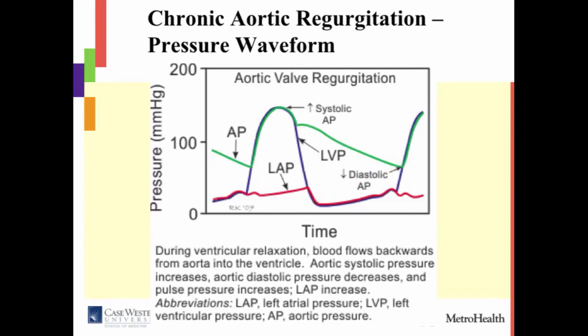And again, there is no gradient between the left ventricle and the aorta because the aortic valve opens fine in systole, but it does not close in diastole. So you have elevation in the pulse pressure. Normally, this curve should be up here, and in somebody with aortic regurgitation, this curve is down here.